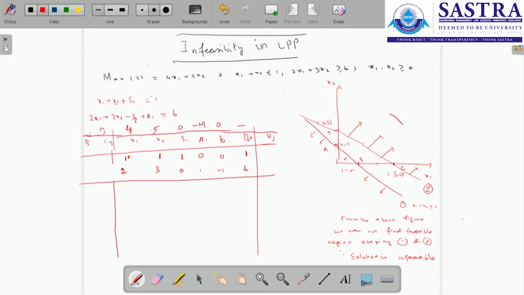So I block this with the help of 2 lines in order to compute Zj minus Cj. Now where is the unit matrix distributed? S1 and A1. So for S1 you have to write S1, A1 will have 1 here and again you have to write A1 here. S1 coefficient is already 0. A1 coefficient is already minus M.